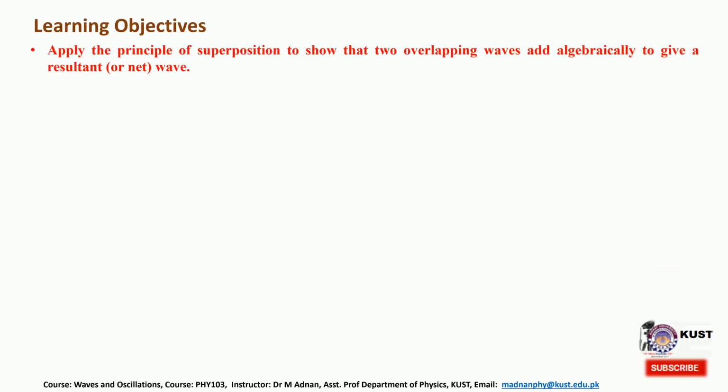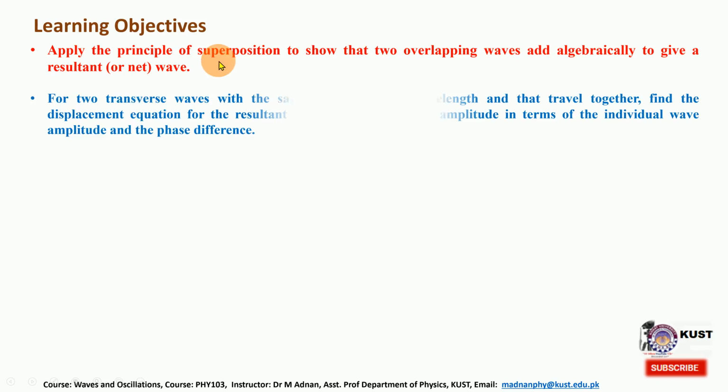First, I will give the learning objectives. Applying the principle of superposition, the student will understand to show that two overlapping waves add algebraically to give a resultant wave. Also, for two transverse waves with the same amplitude and wavelength that travel together, they will be able to find out the displacement equation for the resultant wave, and also they will be able to calculate the amplitude in terms of the individual wave and the phase difference.